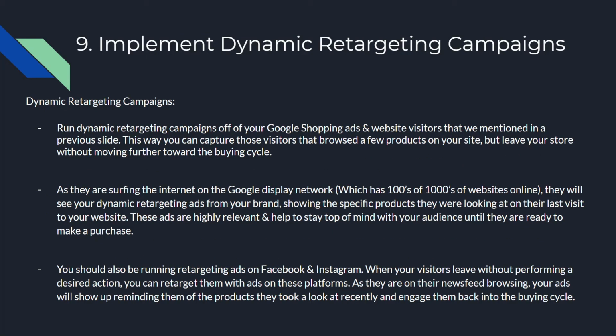Okay guys, next up is implementing dynamic retargeting campaigns. What you've got to do here is run dynamic retargeting campaigns off of your Google Shopping ads and website visitors that we mentioned in a previous slide. This way you can capture those visitors that browsed a few products on your site but left your store without moving further into the buying cycle. So they haven't added to cart, or initiated the checkout, or bought, essentially.